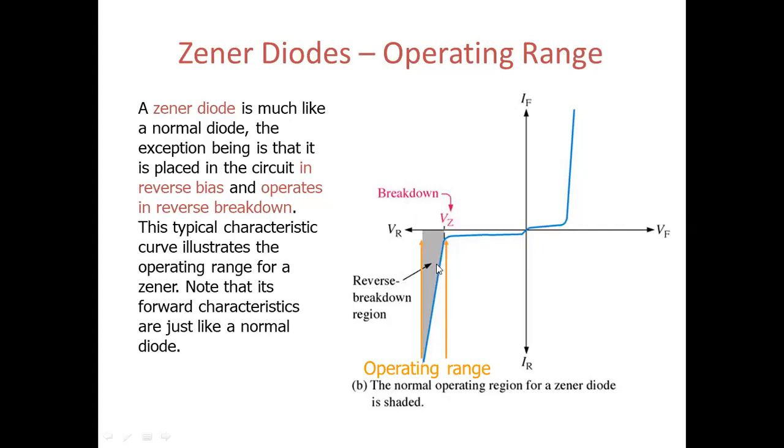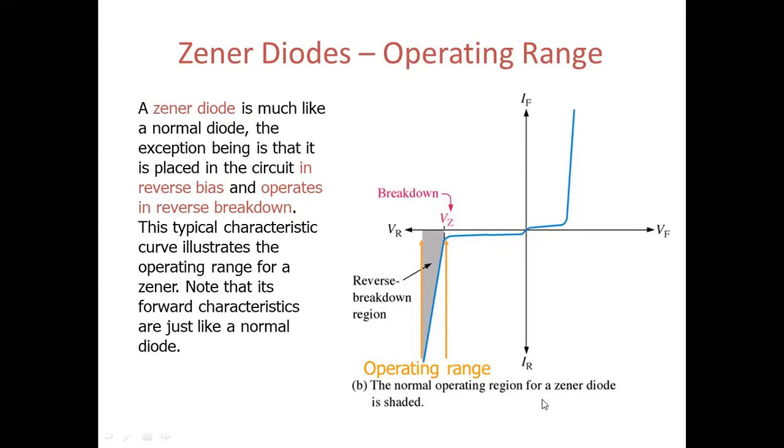With the voltage, the current will increase, but in the breakdown region, the Zener diode will maintain a constant voltage. No matter how much you increase the voltage, the output of the Zener diode will be the same only. This is the reverse breakdown region. In this area only, the Zener diode has some operating range, and within that only it is going to operate.